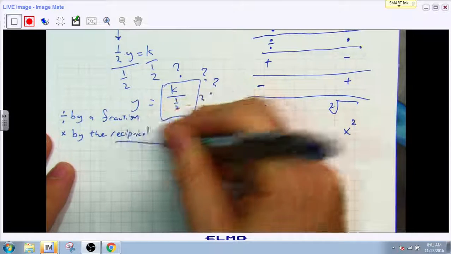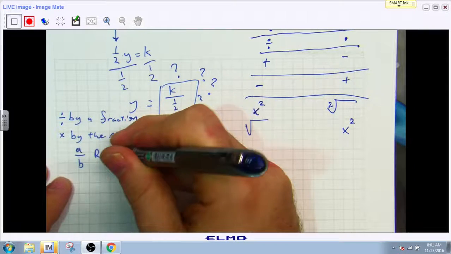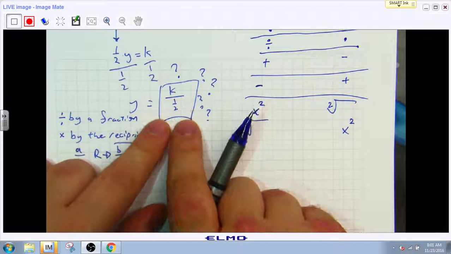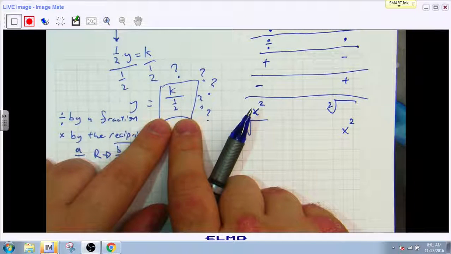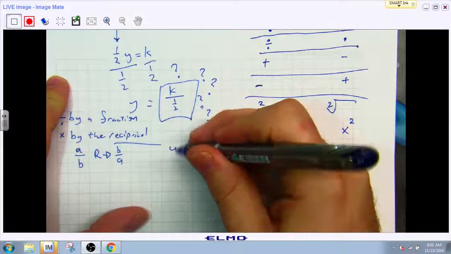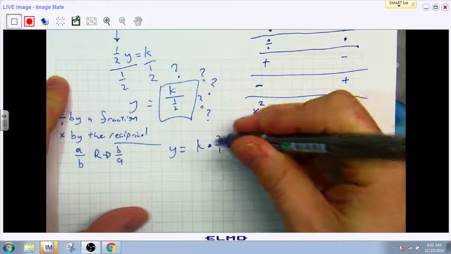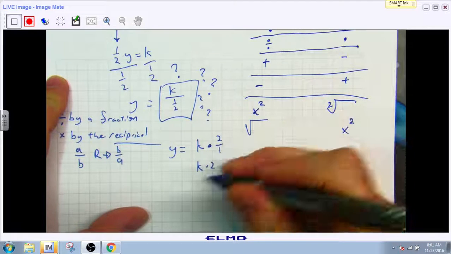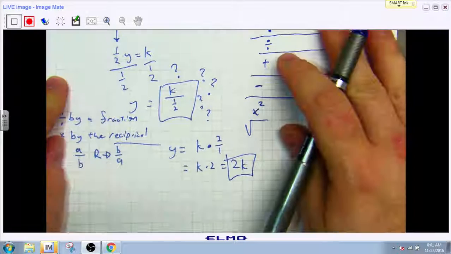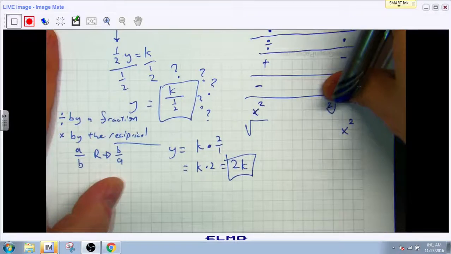And what's the reciprocal? Well, if a fraction is a over b, the reciprocal will be b over a. So when we're dividing by 1/2, when we're taking k and dividing by 1/2, that's the same as multiplying by the reciprocal. So that'd be the same as k times 2 over 1, or just simply k times 2, or even more simply, 2k. So that's one thing we can do. We can divide by 1/2 there to get that answer.